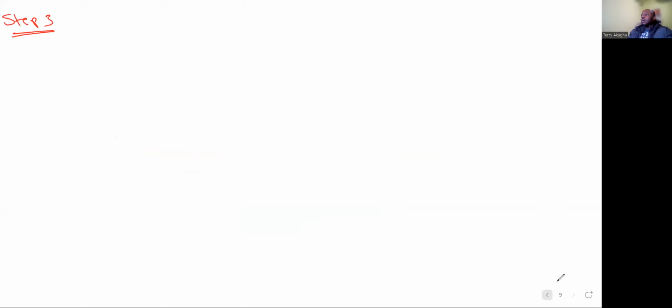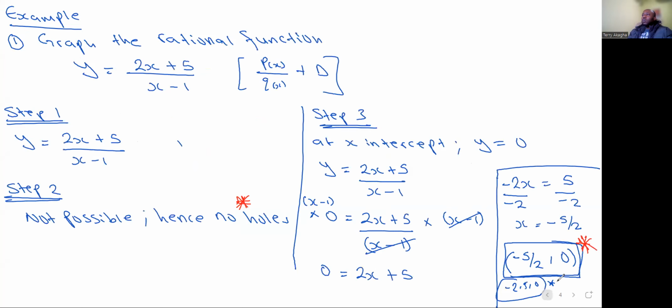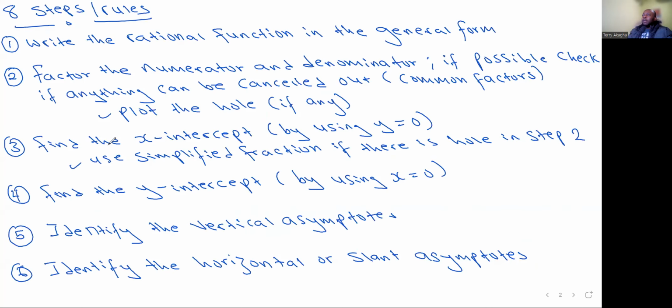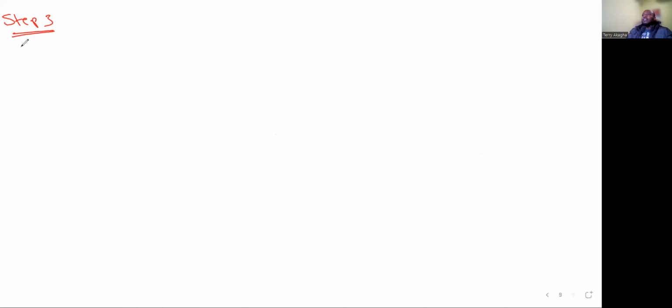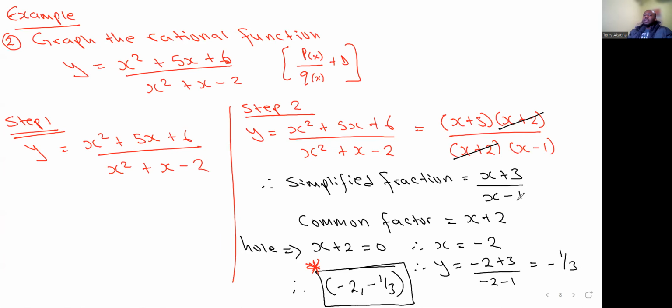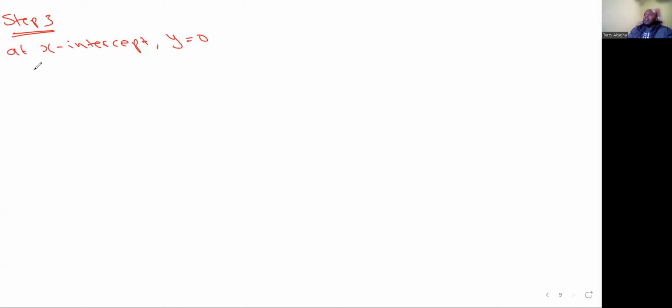Now in this case, in step 3, we have a hole, so it will not affect what we did. In step 3, we're meant to find the x-intercept, but we're going to use the simplified fraction instead. That makes sense? So you're going to use the simplified fraction here. So let's go back. We're looking for the x-intercept. So at the x-intercept, y is equal to 0. Okay, so now we're going to use the simplified fraction, which is x plus 3 divided by x minus 1.